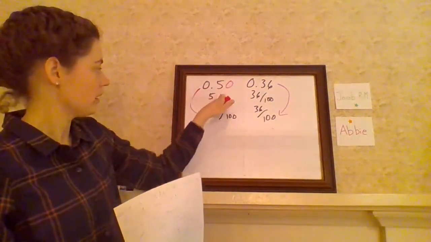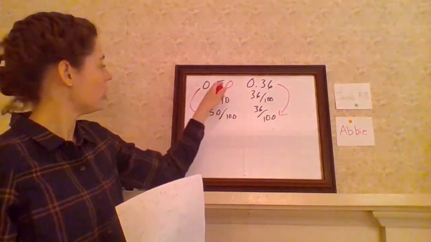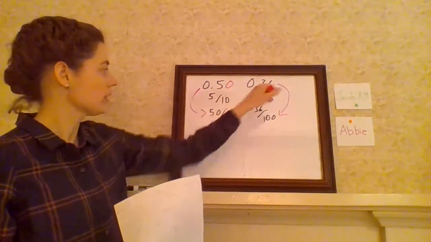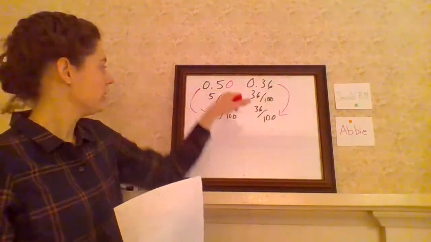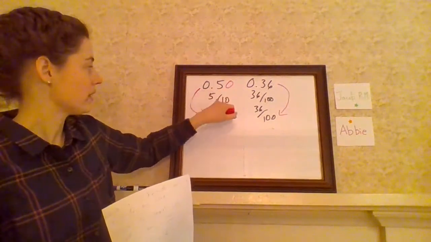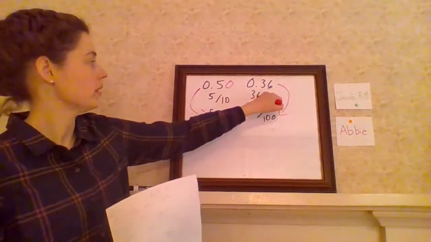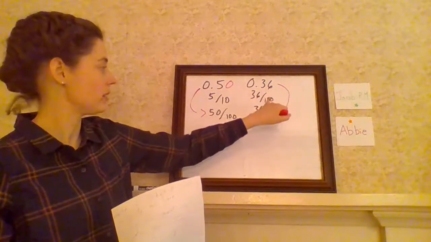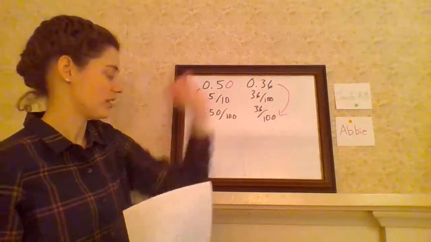And these numbers on the left-hand side are all actually equivalent numbers, and these are all equivalent numbers. So you could write it like 5/10, 50 hundredths. You could write these as 36 hundredths, 36 hundredths, 36 hundredths. Okay.